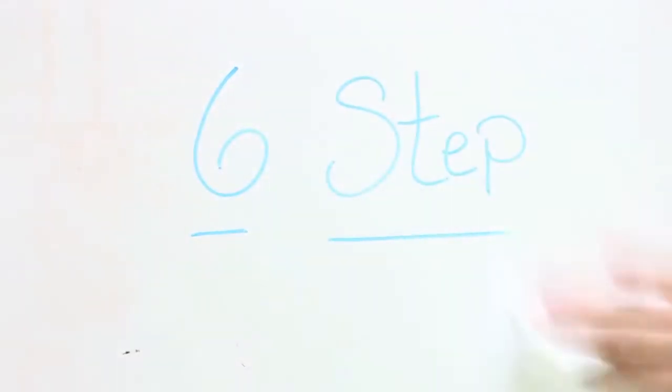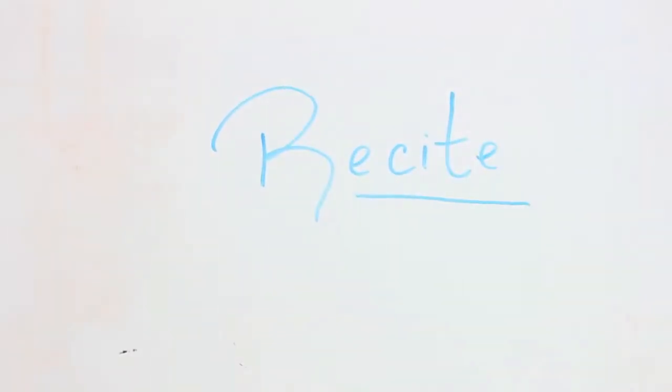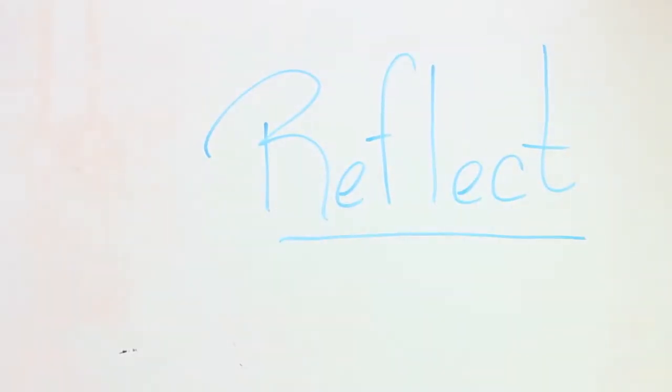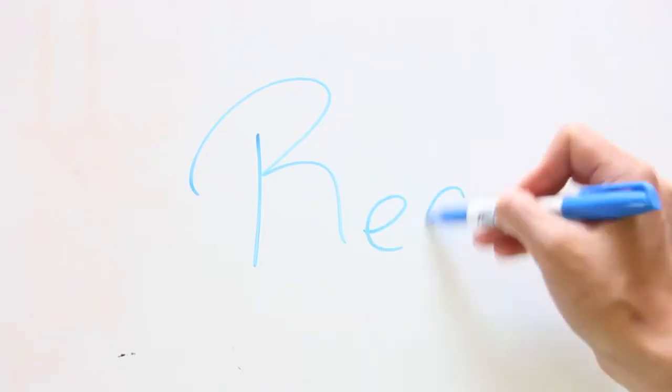Now when writing down your notes, there are 6 steps. You need to record, reduce, recite, reflect, review, and then recap.